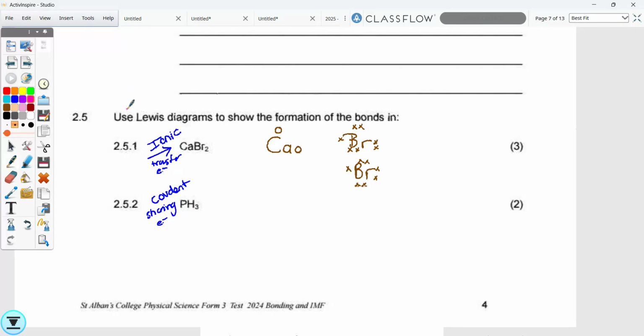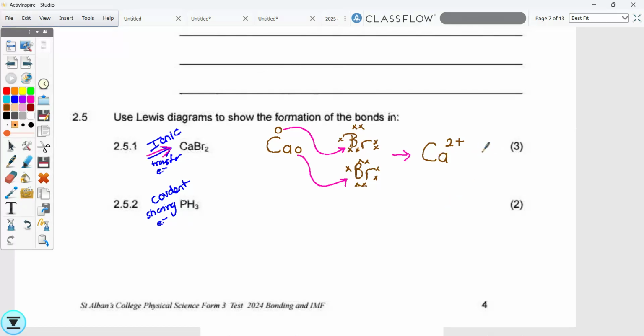How do I show that it's a transfer, guys? Ionic needs an arrow. So you're going to show this electron is physically going to move there, and this electron is physically going to move there. And then you need to show the ions that form. So you need to show that this forms a Ca that doesn't have any electrons anymore. So Ca is just going to be like that, but it's going to have a 2+ charge.